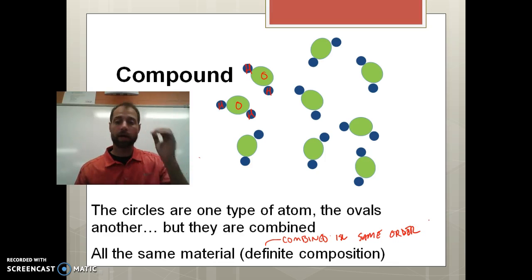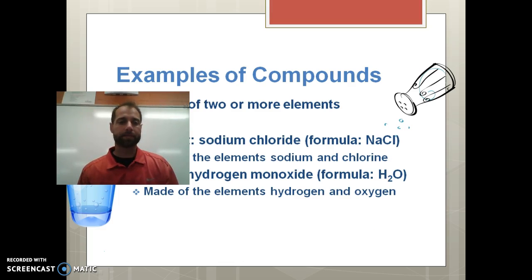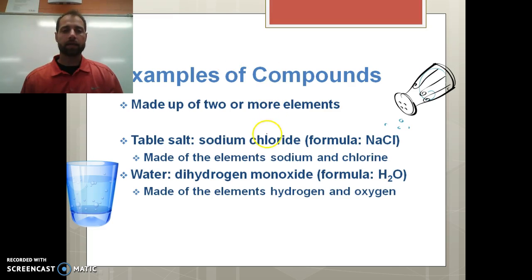So all of those water molecules are going to look and act exactly the same. They're going to have 2 hydrogens and 1 oxygen. Some other examples of compounds you might know are sodium chloride. Sodium would be Na and Cl would be chlorine. Together they make up sodium chloride. And then, like we said, water, we have 2 hydrogens, 1 oxygen, making dihydrogen monoxide, otherwise known as water.